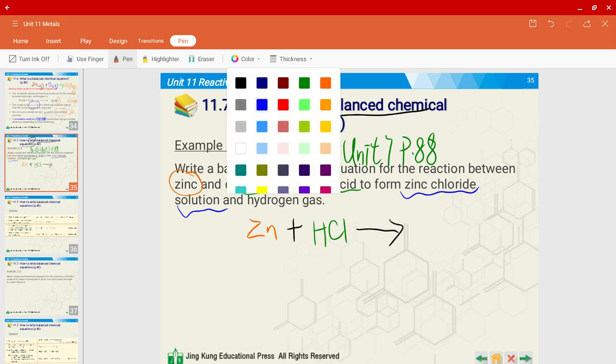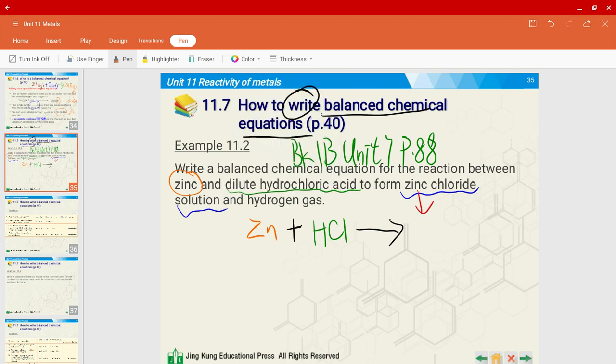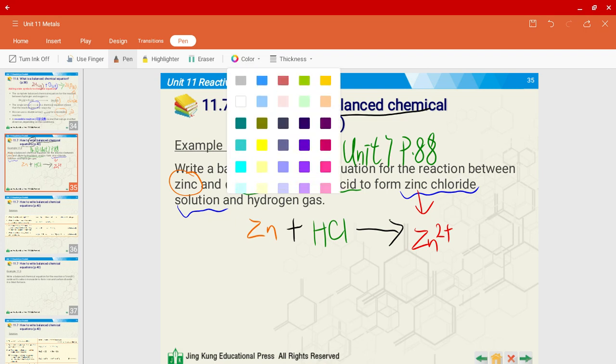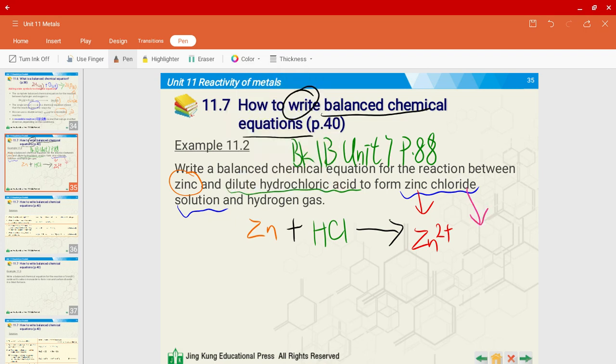So first I'll need to know the zinc ion, to be more specific. What is its charge? Yes, this is Zn2+. How about chloride ion? Chloride ion is Cl-. Now, are the charges balanced? Is the positive charge of the zinc ion balanced with the negative charge of the chloride ion? Of course not, it's not balanced. So in order to balance it out, how could I balance it? I would need to times 2 on this side, right?